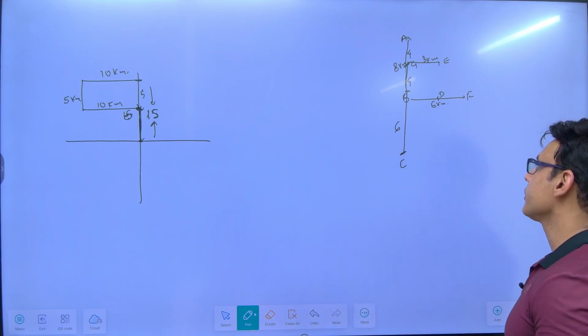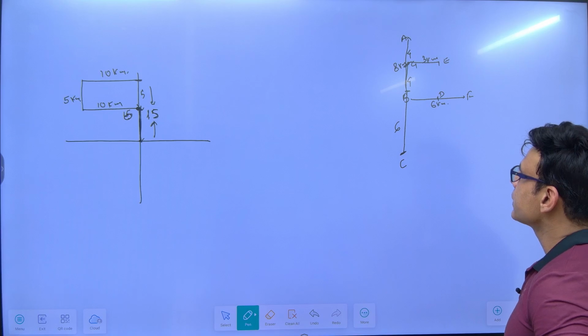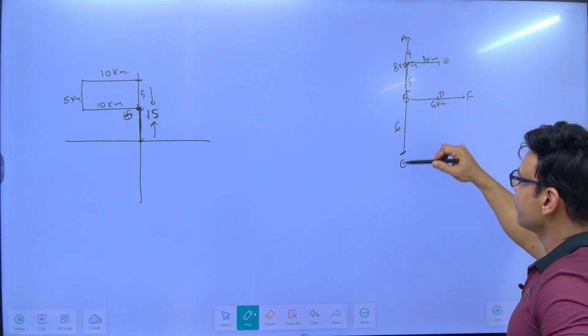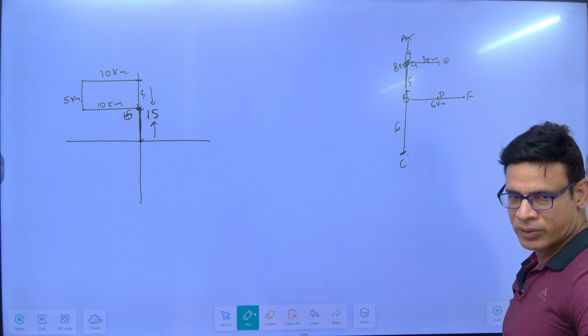What is the distance between C and A? C and A. फालतू डायरेक्टली पूछ लेता. This is 10 plus 4, 14.